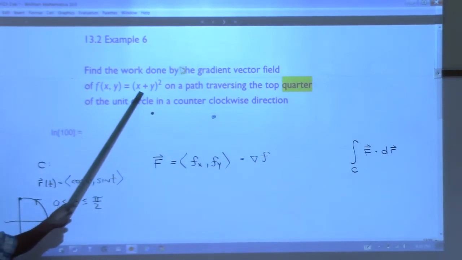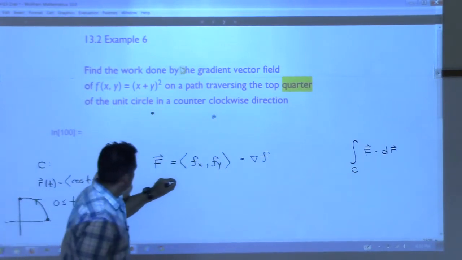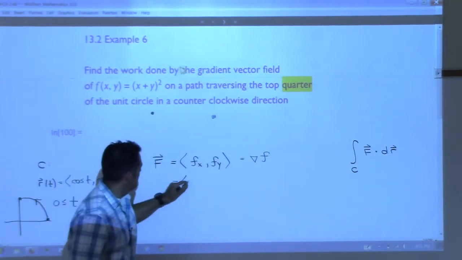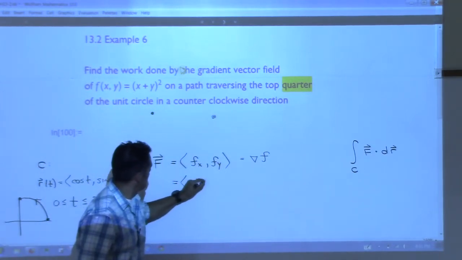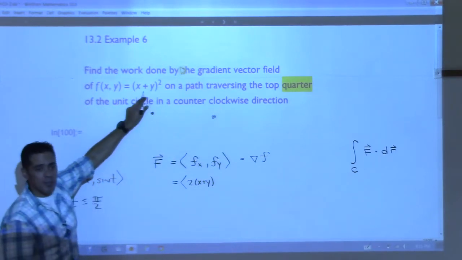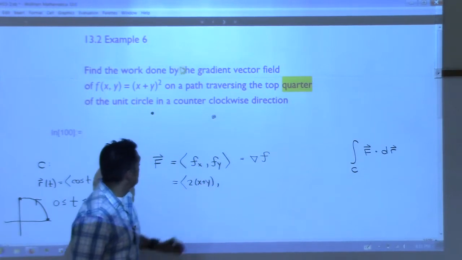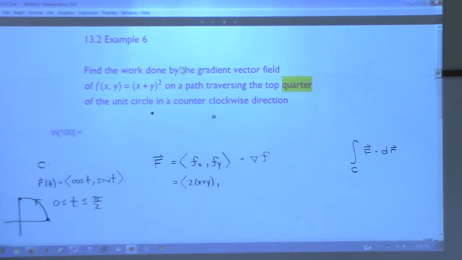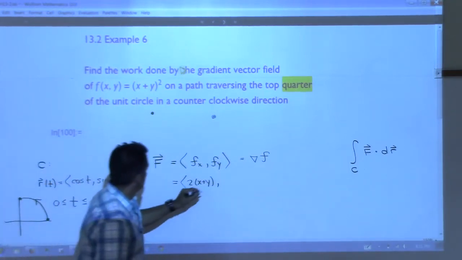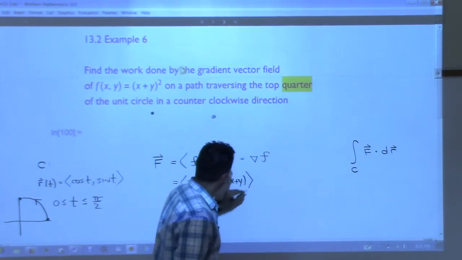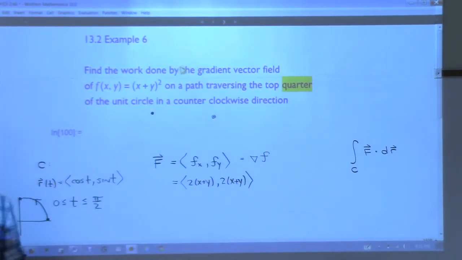So the partial of this with respect to x, you can just do a chain rule, right? Like 2 comes out, 2 times all that, times the derivative of what's in here with respect to x, which would just be 1, right? So that's that. And then what's the partial of f with respect to y? Same thing, right? 2 times x plus y. That's it. Questions?